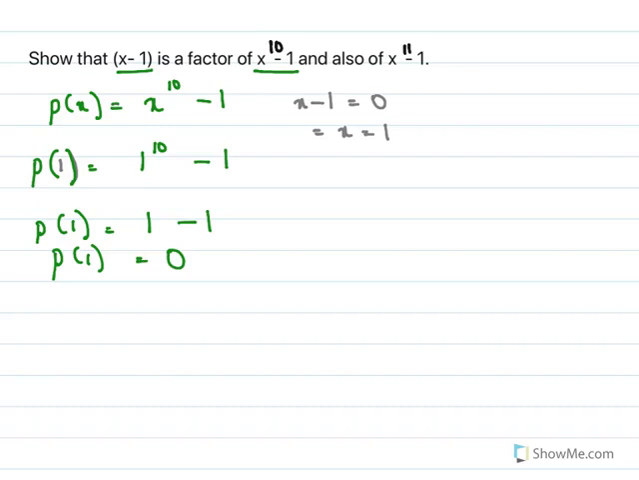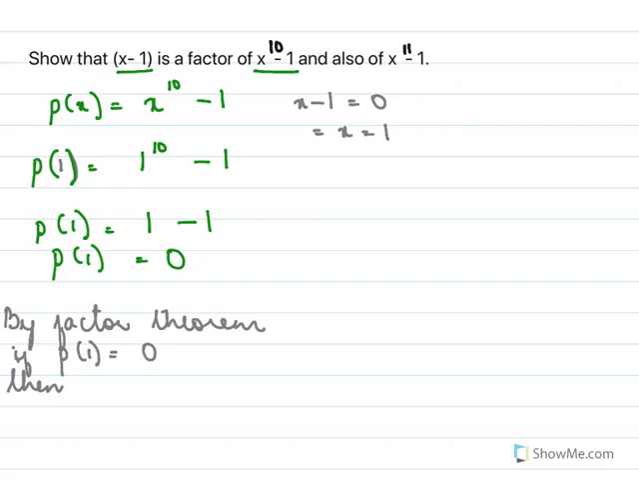So by factor theorem, if p of 1 equal to 0, then we can say that x minus 1 is a factor of p of x, and p of x, you know, is x raised to 10 minus 1.